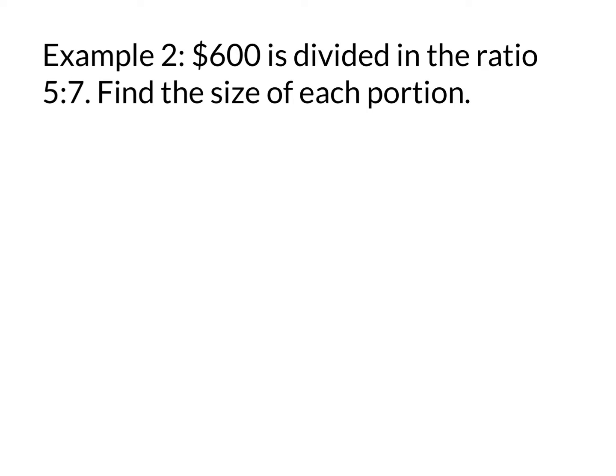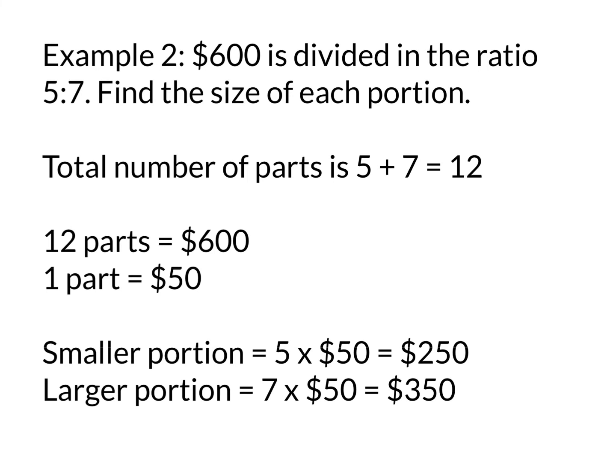Our second example looks at dividing a number into a ratio, and we find each portion. So we've got $600 divided into the ratio 5 to 7. The first step is you find out the total number of parts. The ratio is 5 to 7, so you add 5 and 7 to get 12.